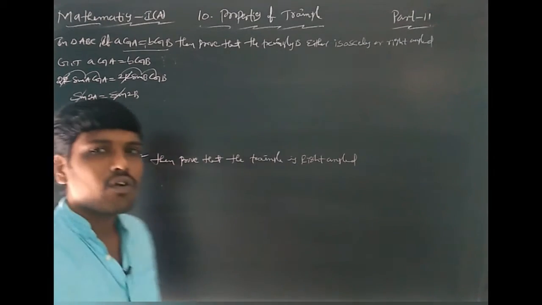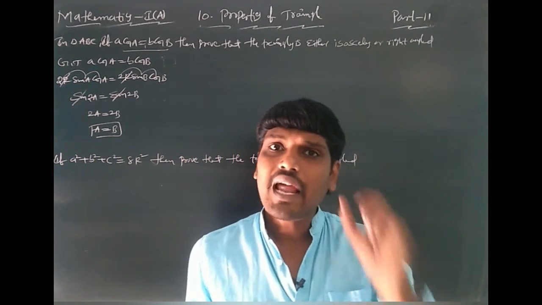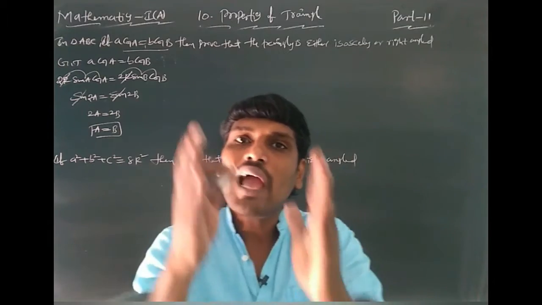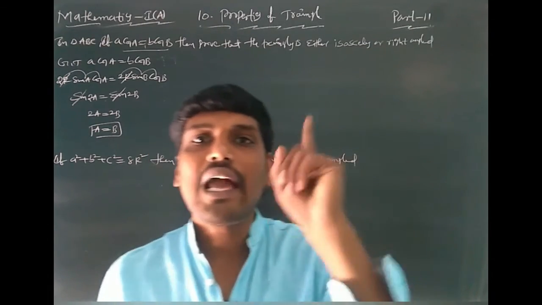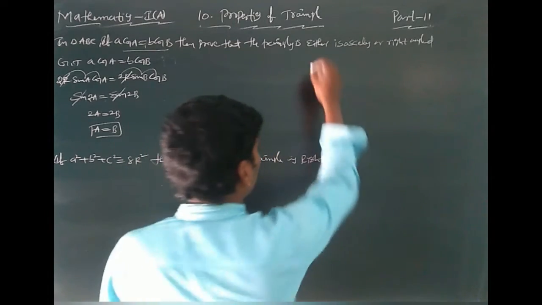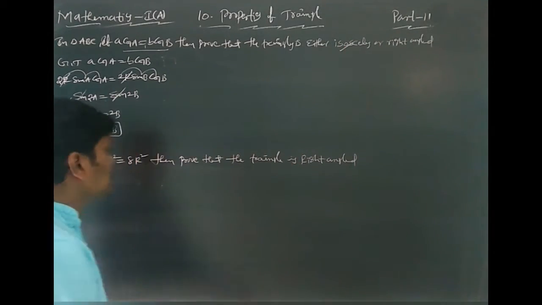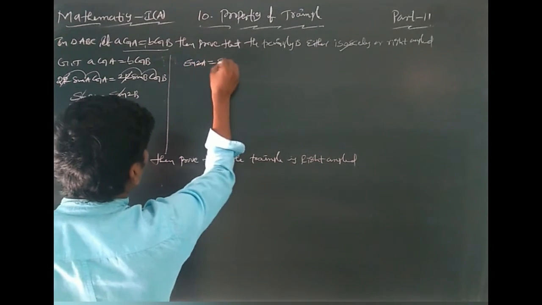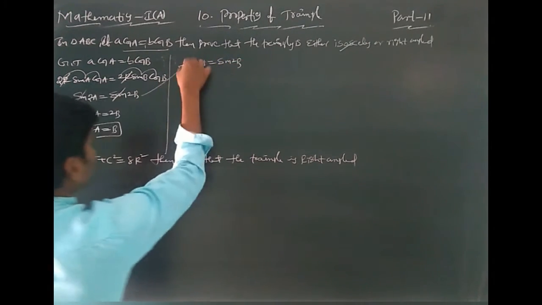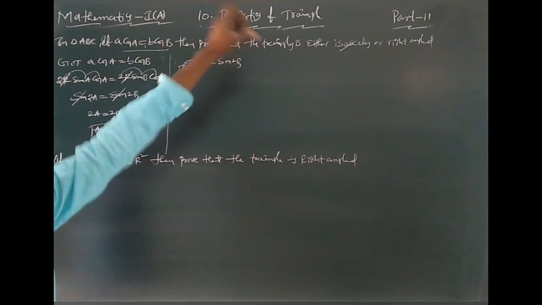What is the meaning of A equal to B, students? In any triangle, A equal to B means 2 angles are equal. If in any triangle 2 angles are equal, that triangle is called an isosceles triangle. First one is completed. Next, in this case, we have to take sin 2A is equal to sin 2B. We have to take one second. Here, isosceles completed.